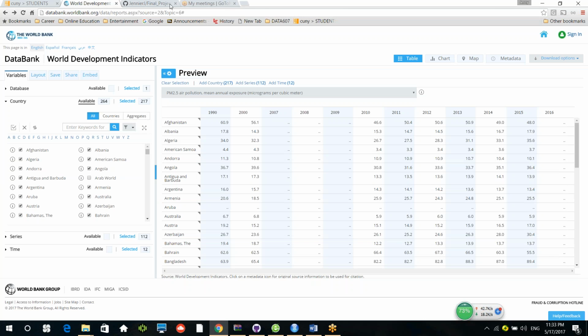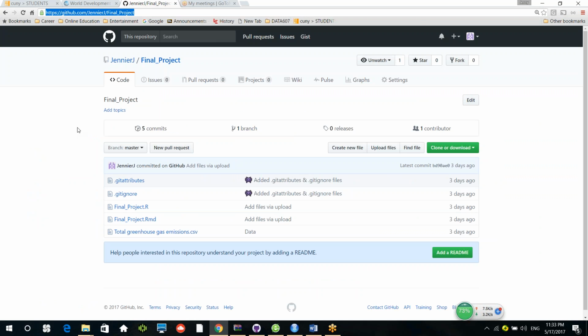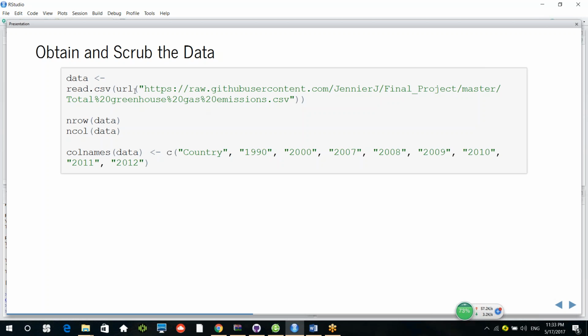The data set I'm using is from the World Bank. I have data from 217 countries from 1990 to 2012, and the data from 2007 to 2009 are not applicable, so I exclude this data for my research. Then I uploaded the data onto GitHub, and then I read the data set directly from GitHub.